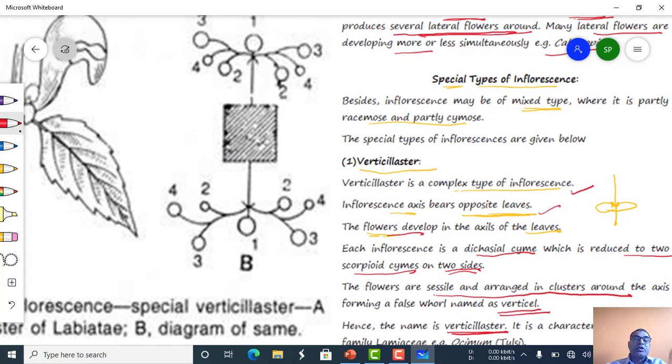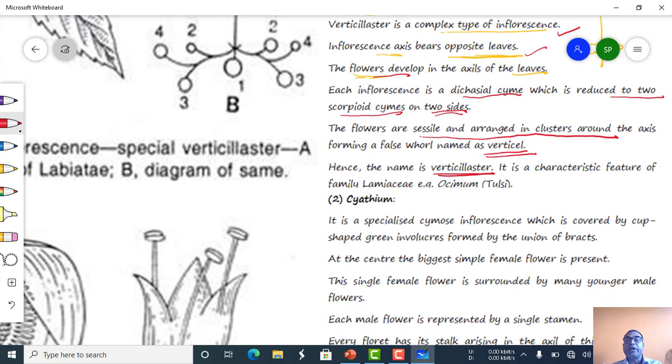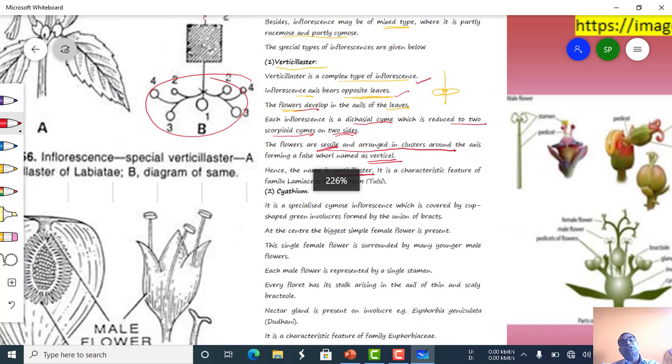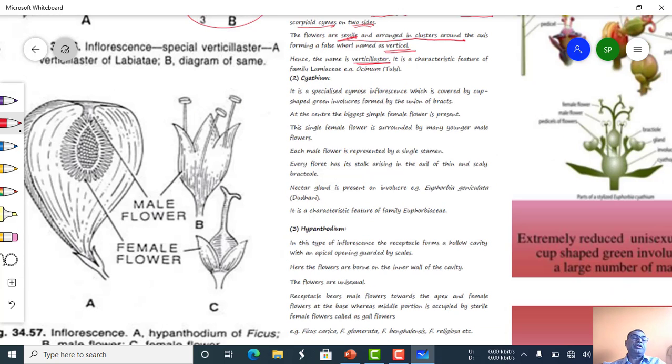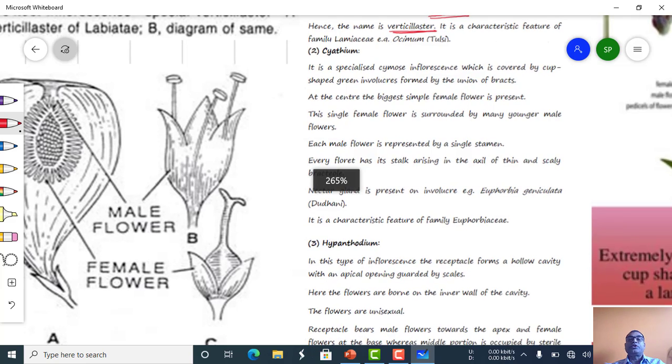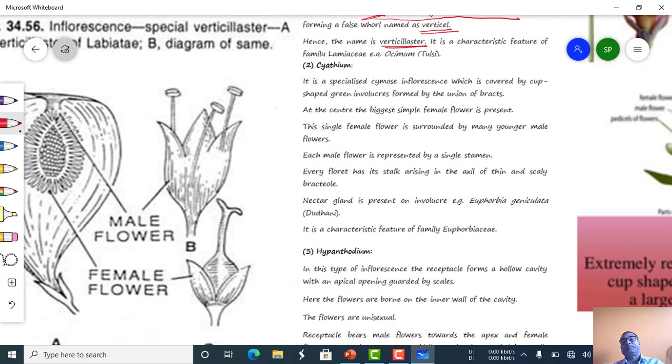As you see here, actually the flowers are shown pedicellate, but this is only for our understanding. Flowers in verticillaster are sessile. So flowers are sessile and arranged in a cluster around the axis, which forms the verticel, and hence the name verticillaster, and it is a characteristic feature of family Lamiaceae or Labiatae. Best example is Ocimum or Leucas aspera.